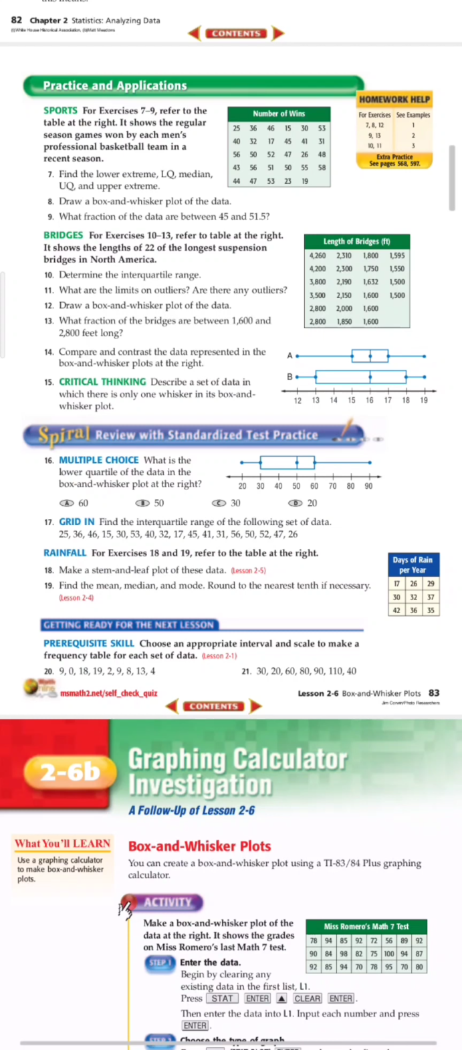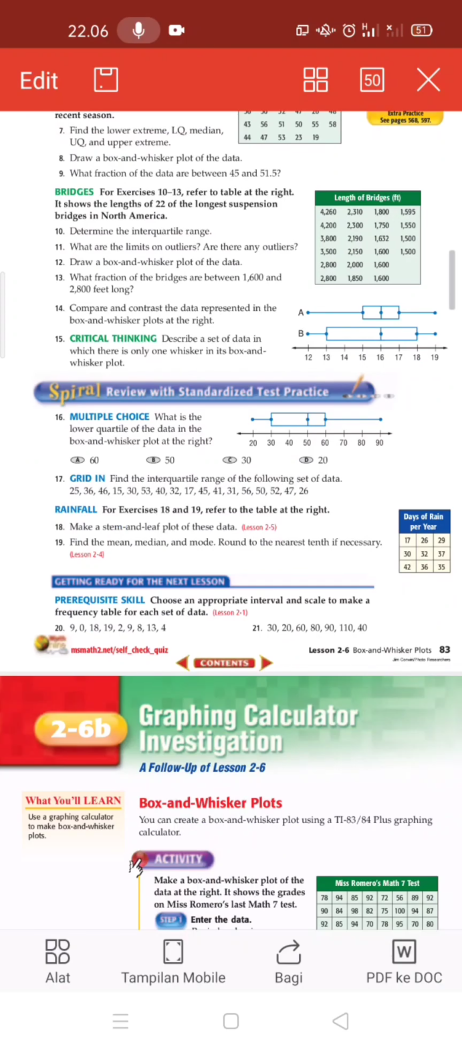14. Compare and contrast the data represented in the box and whisker plots at the right. 15. Critical thinking. Describe a set of data in which there is only the whisker in its box and whisker plot. Spiral review with standardized test practice.